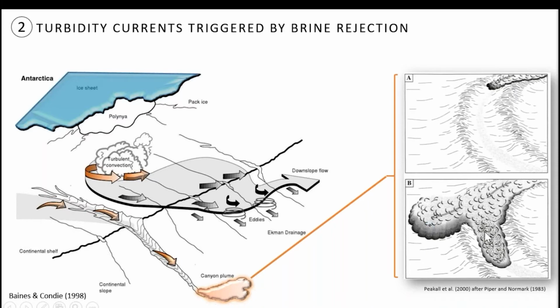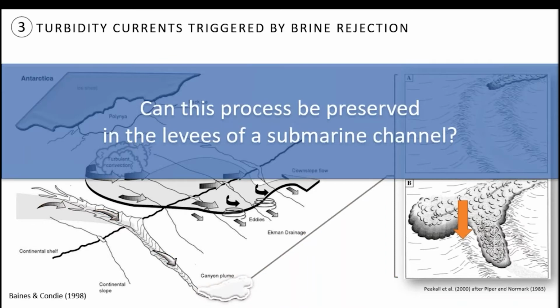As a summary, turbidity currents confined to canyons or channels carry sediment in suspension. If the sediment concentration is high enough in the flow, it will eventually spill out in the overbank area. This process is known as flow stripping. This process leads to the depositional construction of channel flanking levees, such as this one, pointed out by this orange arrow. And here is the major motivation for this work: can this process be preserved in the levees of a submarine channel?